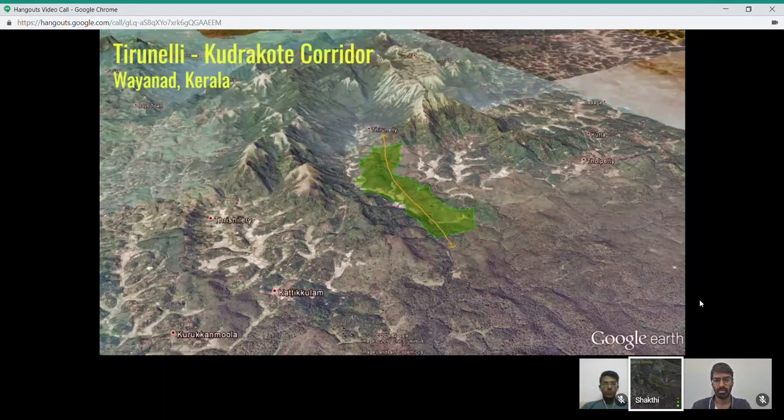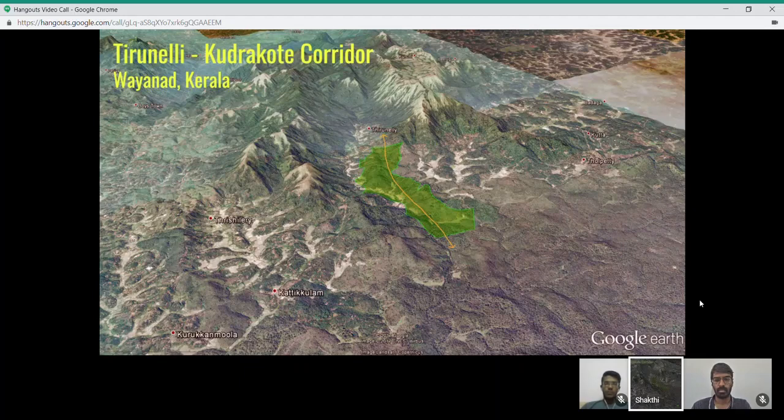and this is one of the secured elephant corridors in Wayanad, Kerala. You can see the green patch showing the corridor itself, and the orange arrow showing the direction in which the elephant moves.